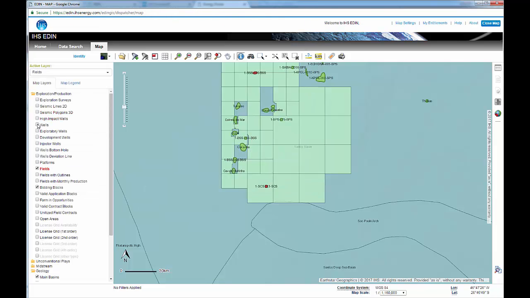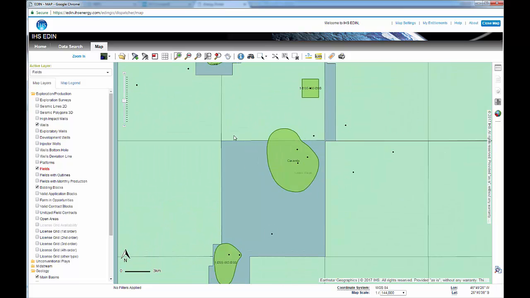Now the team decides to look at one of the discovery wells associated with the field. The well report provides detail on drilling history, tops, tests, and objectives.